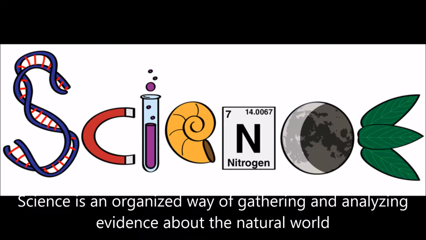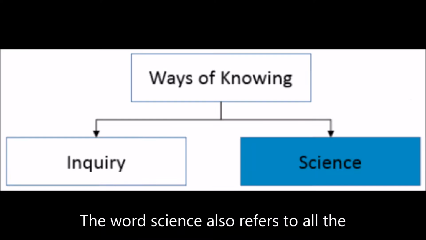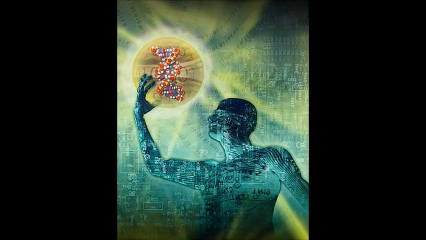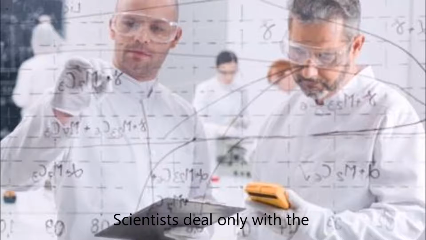Science is an organized way of gathering and analyzing evidence about the natural world. The word science also refers to all the scientific knowledge gathered over the years. Scientists deal only with the natural world.